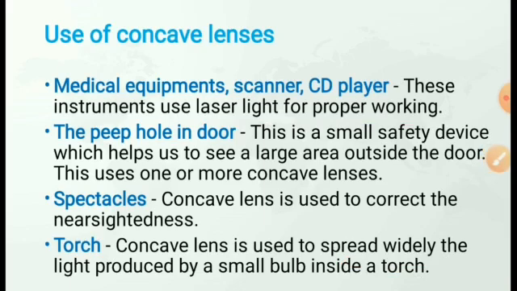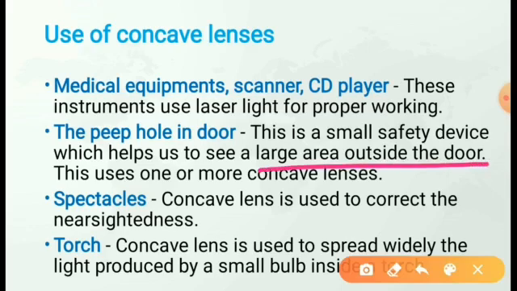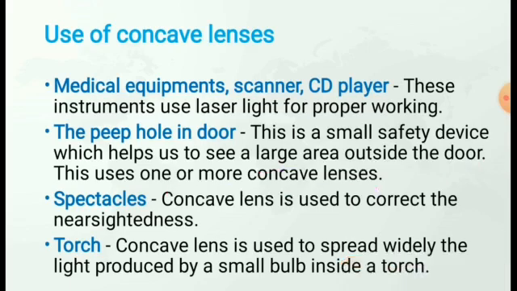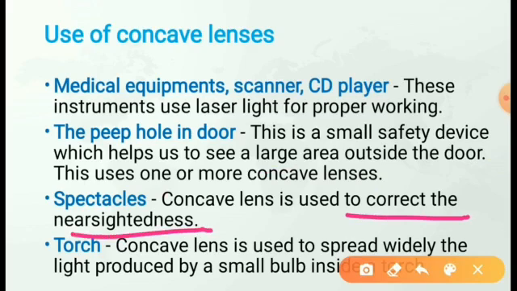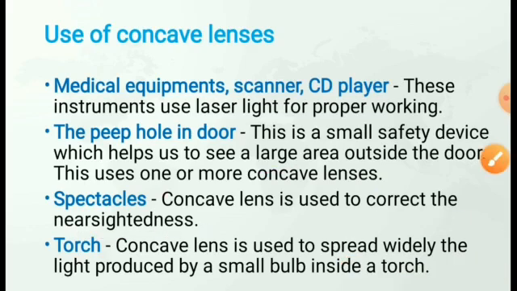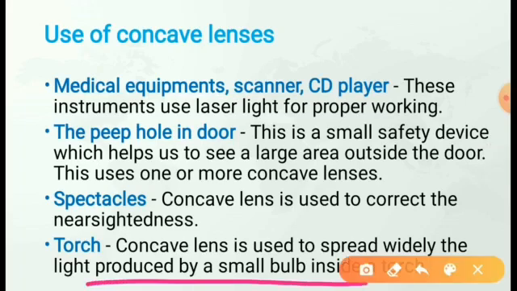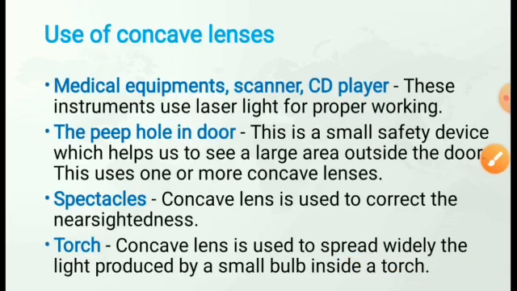The peephole in a door. This is a small safety device which helps us to see a large area outside the door. This uses one or more concave lenses. Spectacles: concave lenses are used in spectacles to correct near-sightedness. Torch: a concave lens is used to spread widely the light produced by the small bulb inside a torch.